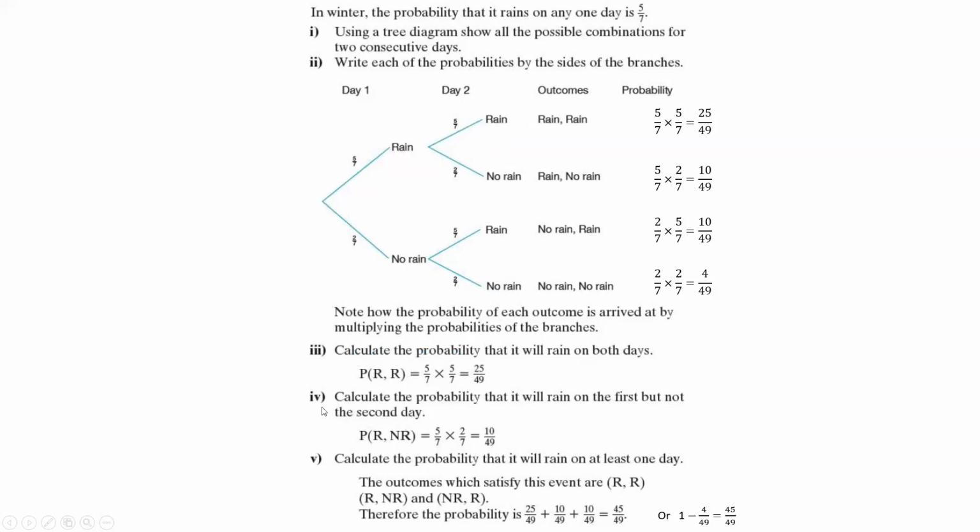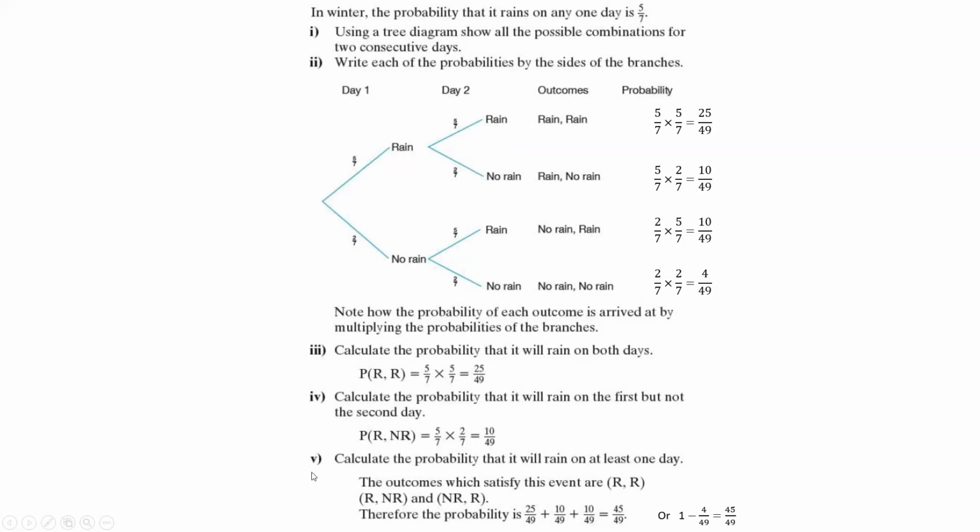Okay, let's see the second question. Calculate the probability that it will rain on the first day, but not the second day. That means first day raining, the second day not raining. So you have to follow this branch, rain, no rain. So the answer will be this, all right? 10 over 49. Okay, understand?